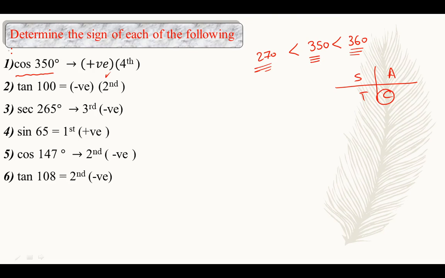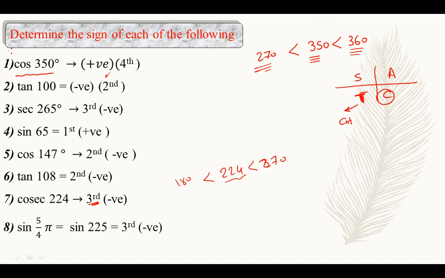Tan 108. 108 lies in the second quadrant. In the second quadrant, sine and cosec are positive. So tan theta will be negative. Here, cosec 224. 224 is bigger than 180 and smaller than 270. So 224 lies in the third quadrant. In the third quadrant, tan and cotan are positive, and the rest of the trigonometric functions are negative. So here cosec's sign will be negative.